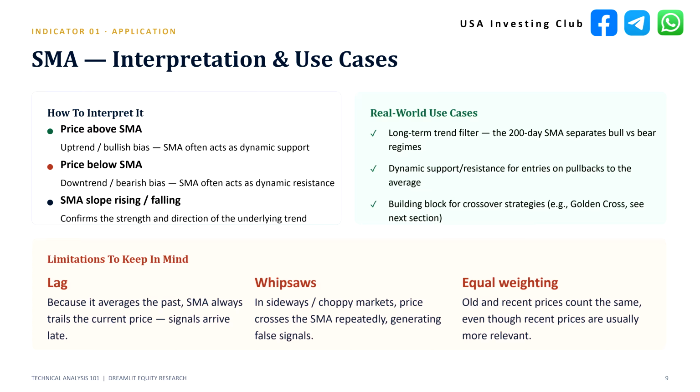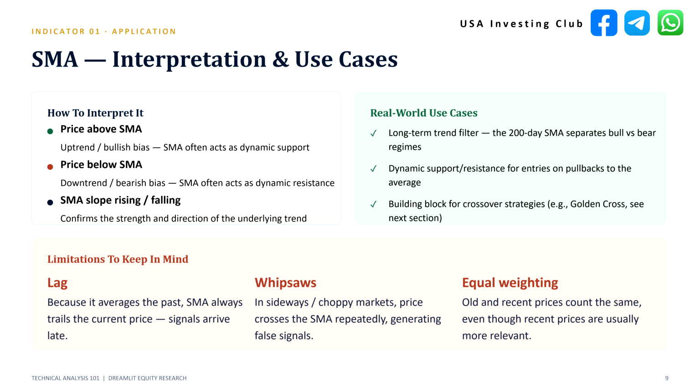A rising slope means the trend is gaining conviction. In terms of real-world use cases, the 200-day SMA is the classic long-term trend filter, separating bull regimes from bear regimes at a glance. The SMA provides dynamic support and resistance for entries on pullbacks, and it's the essential building block for crossover strategies, including the golden cross, which we'll build later today.